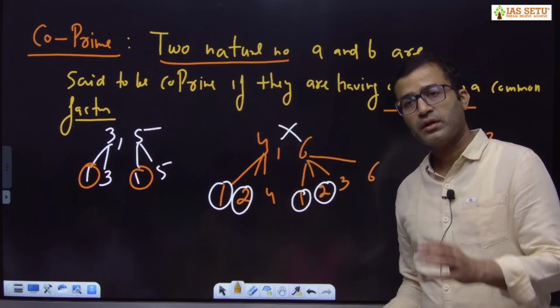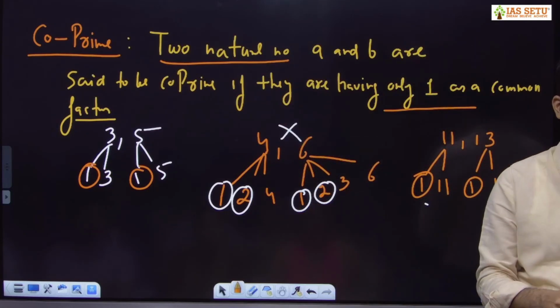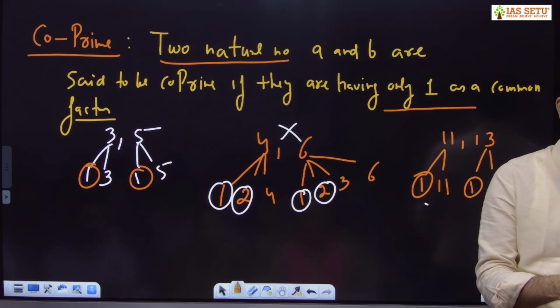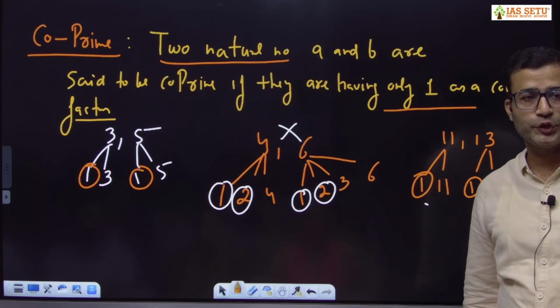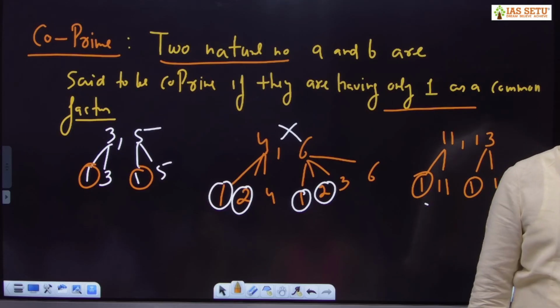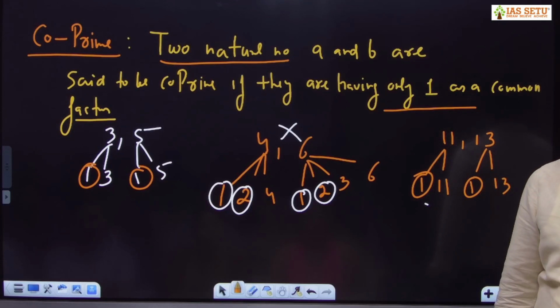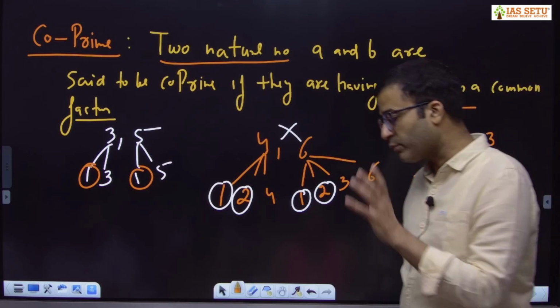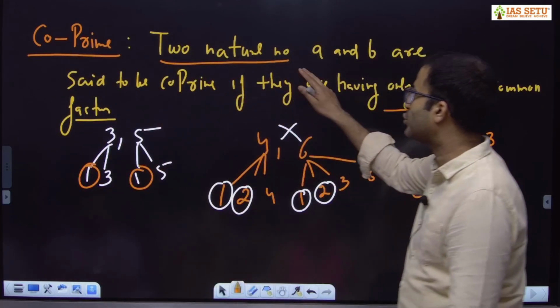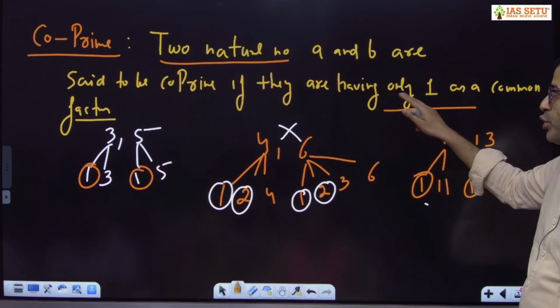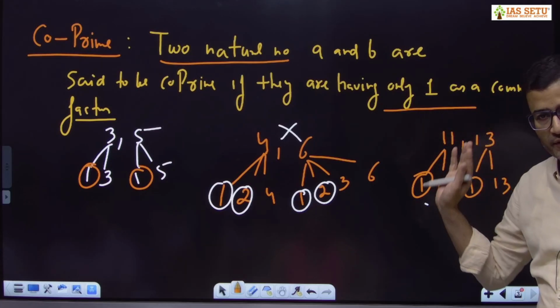Same here. I told you about prime numbers, I told you about co-prime numbers. Now here I will tell you one thing which might confuse you. After that I will clear the confusion. Then we will have crystal clear conceptual clarity. So the point here is, I repeat, the definition of co-prime is: two natural numbers A and B are said to be co-prime if they are having only one as a common factor.